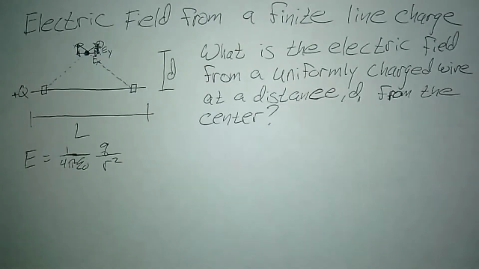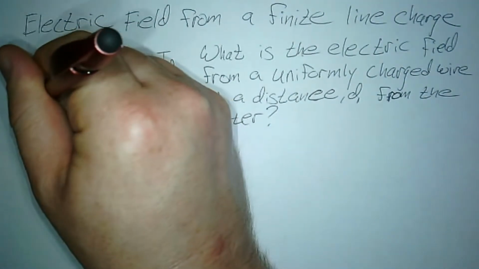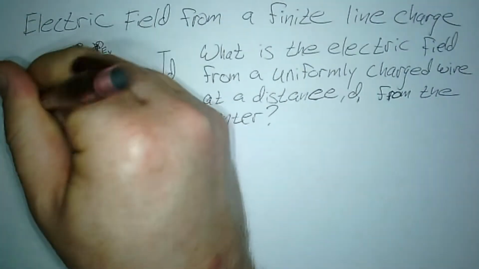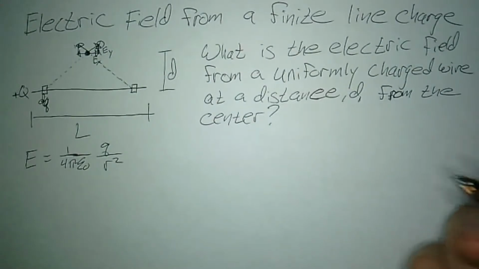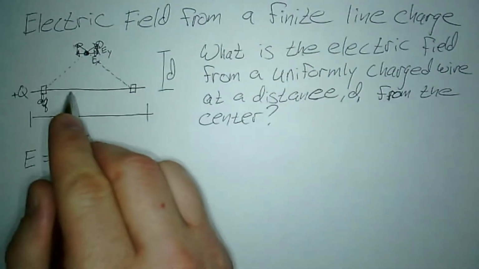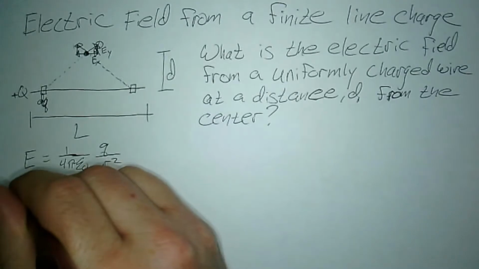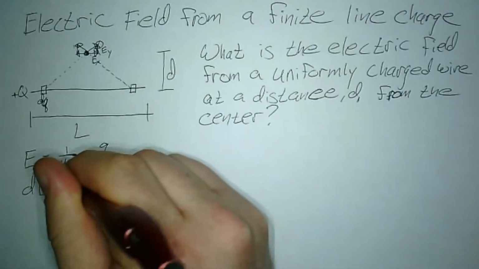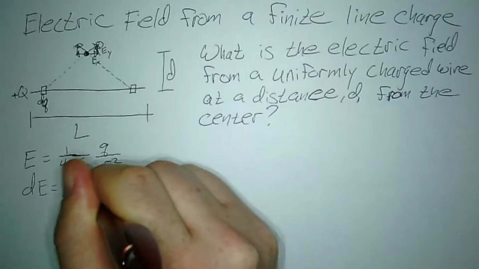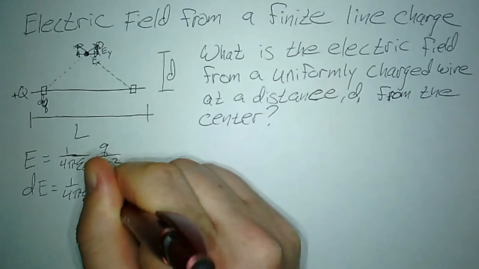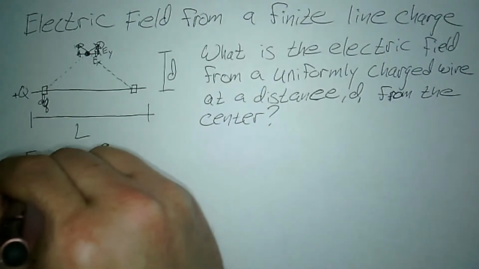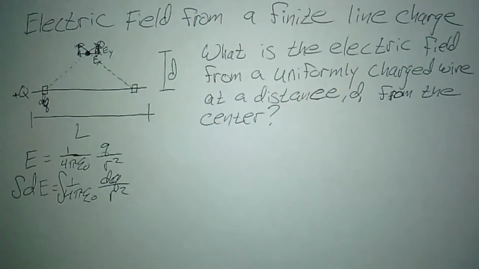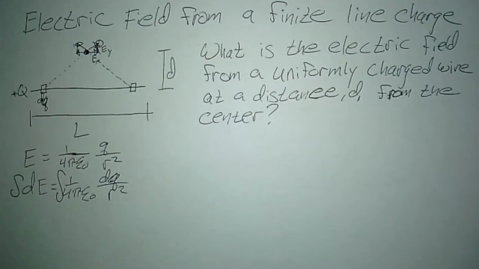So we should say, what if the charge in this little small segment of my line is dq, right? You see where we're going with this. We only use dq's, and then we're going to add up all the electric fields from these. So what if I said that dE was equal to 1 over 4 pi epsilon naught dq over r squared, right? So now we just integrate both sides, and we're going to solve for E, the electric field.